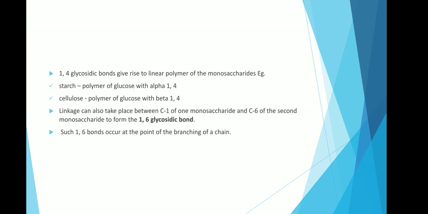Such 1,6 glycosidic bonds occur at the point of branching of a chain.